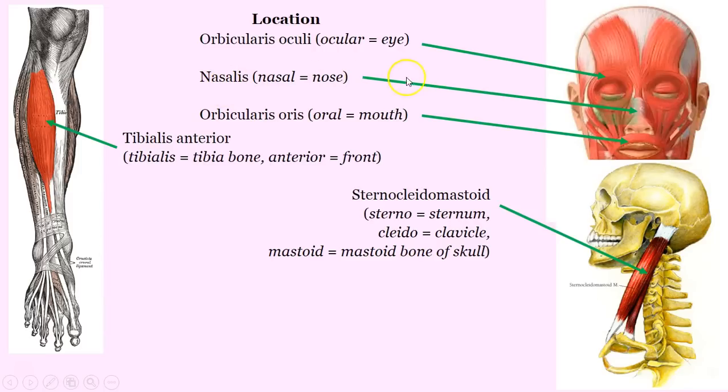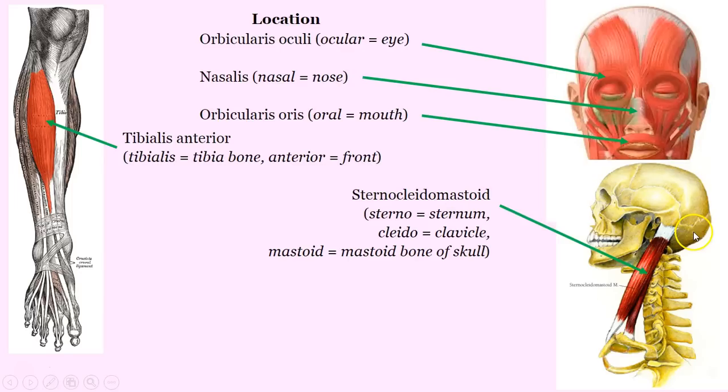Still location, orbicularis oculi, oculi meaning eye. Nasalis, of course, nose. Tibialis anterior, I like that name. Tibia, think of the bone on the anterior part of the lower leg. And there it is, tibialis anterior.